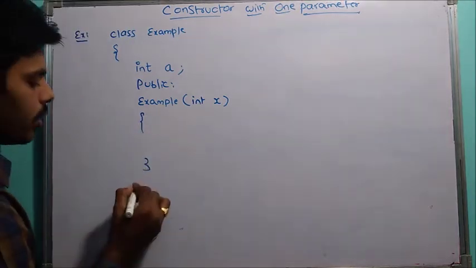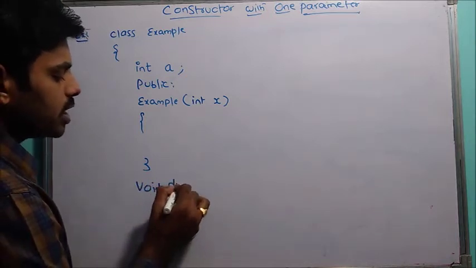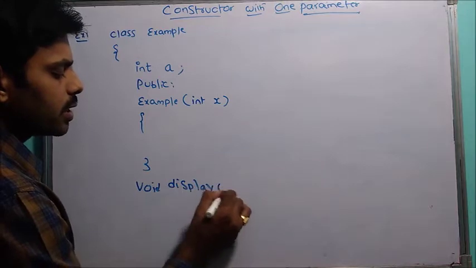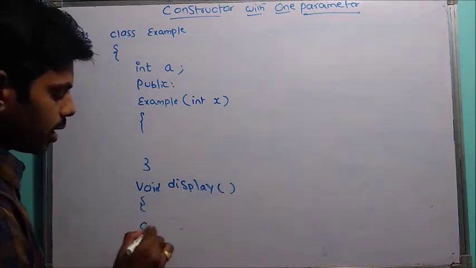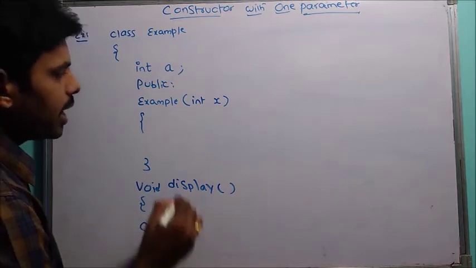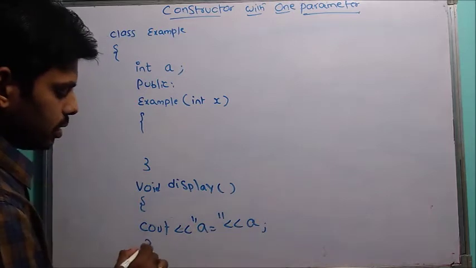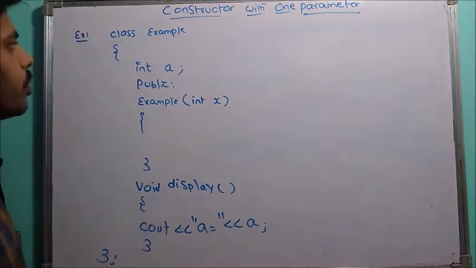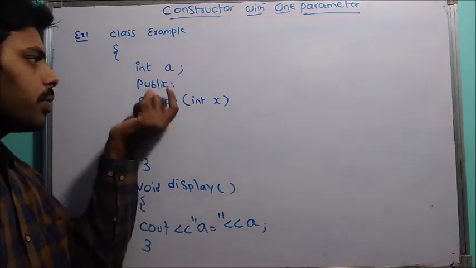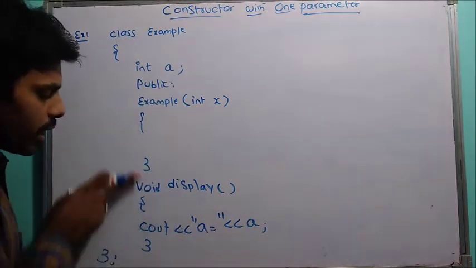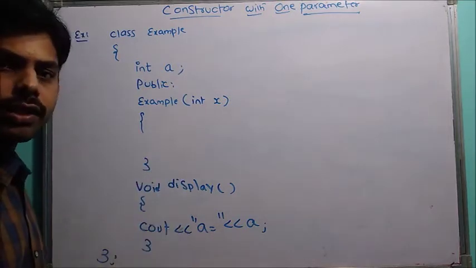Okay. And I am declaring and defining one more member function, that is display. It is a normal member function. In that, I am displaying my value a equal to a, like that. So class close. The class name is example. One variable is there, that is a, and in the public part I am declaring and defining two functions. One is a constructor member function, another one is a normal member function.